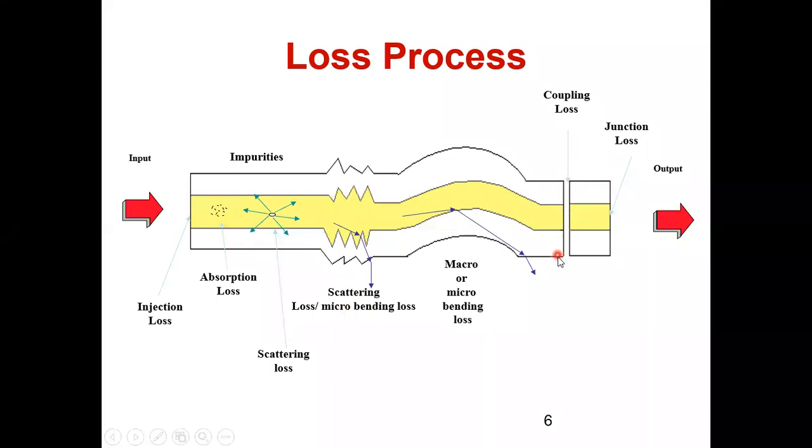Then when I join one fiber to another fiber, whether it is a splice or I use a coupler or a connector, there will be coupling loss, splicing loss or connector loss. Then again at the receiver end, when I connect it to the photodetector, there will be some junction, some sort of connecting medium to the photodetector. So there also I incur losses.